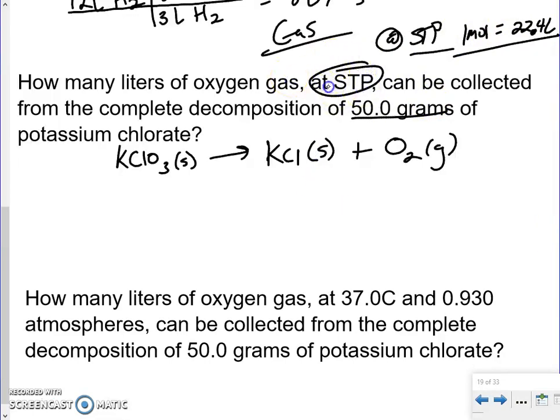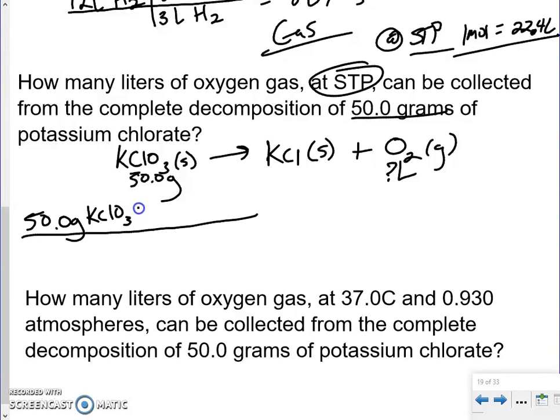So you have to either be told you're at STP, or told that you're at 0 degrees Celsius, or 273 Kelvin, and 1 atm. So let's work through this. We are going from 50 grams of potassium chlorate to liters of oxygen. First and foremost, we need to do our conversion. We need to do our train tracks, which means converting our grams into moles. I get a molar mass for potassium chlorate to be 122.55 grams per 1 mole.